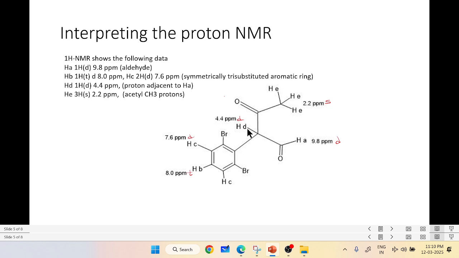Moreover, look at HD. HD is a benzylic proton. A benzylic proton generally comes around 2.3, 2.4 ppm, but here it's at 4.4 ppm because it's also sandwiched between 2 electron withdrawing carbonyl groups. So this is very likely the structure we have obtained from the proton NMR. Now let us look at the 13C NMR to confirm this structure.